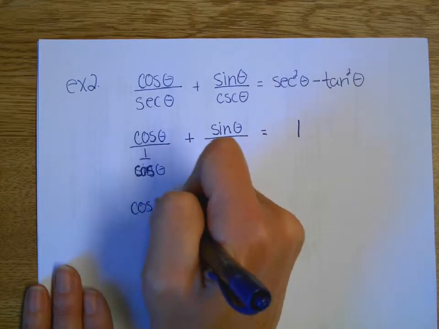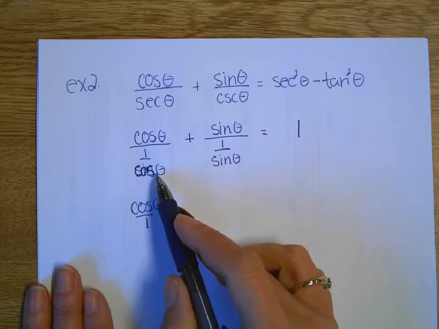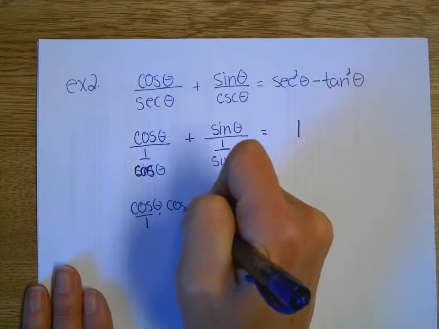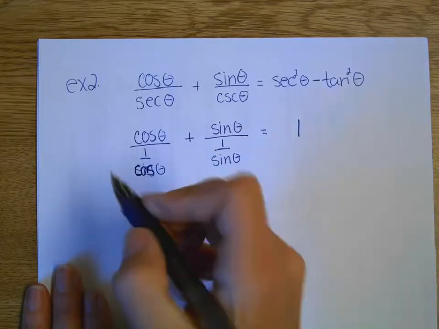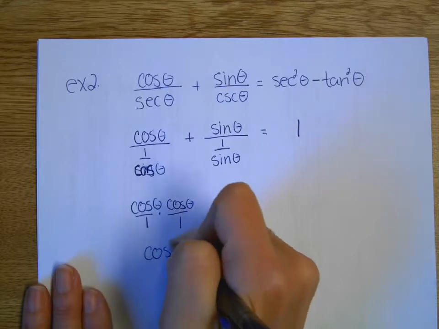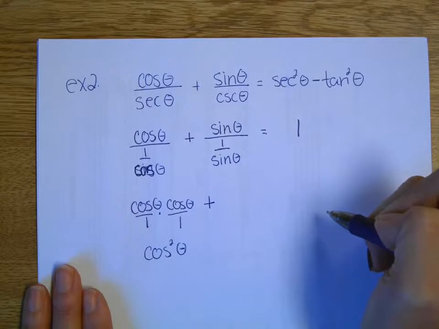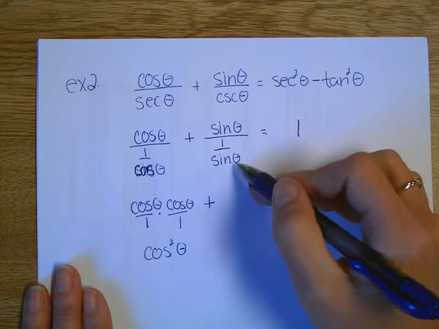Are you okay with that? I'm going to flip this 1 over cosine over. If I flip it over, what am I going to have? Cosine over 1. So what do I get when I multiply? Cosine squared. We did the right thing. Now I'm going to do the same thing over here. I'm going to flip the 1 over sine over.